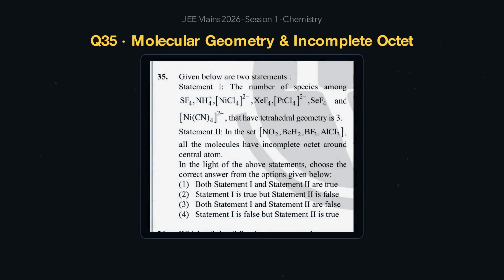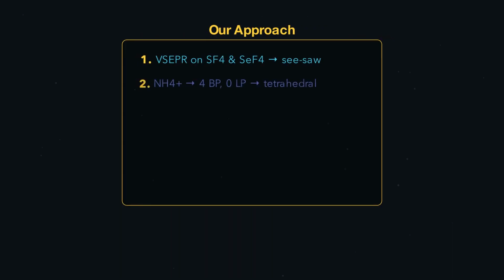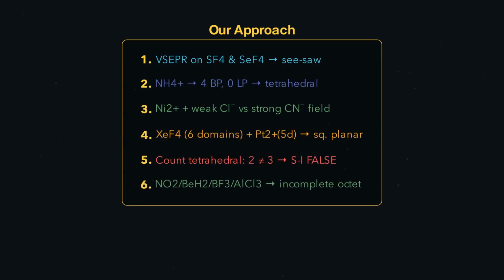Seven molecules, 2 bold claims. How many are truly tetrahedral? And do all 4 here have an incomplete octet? Here's our approach. First, we'll go through each species in statement 1 and check whether it's genuinely tetrahedral, using VSEPR for the main group molecules and ligand field strength for the transition metal complexes. Then, we'll verify statement 2 by counting electrons around each central atom.